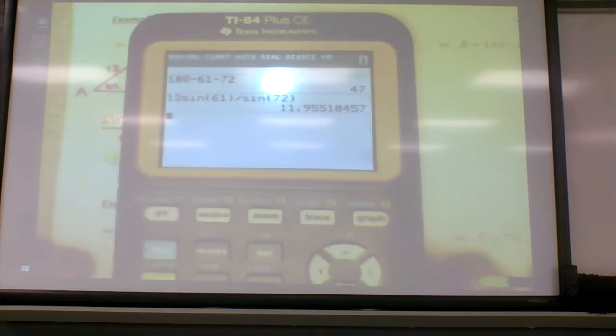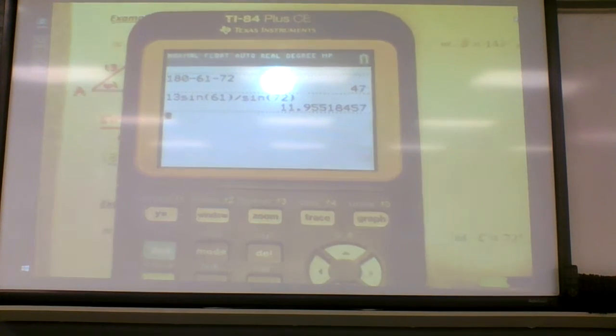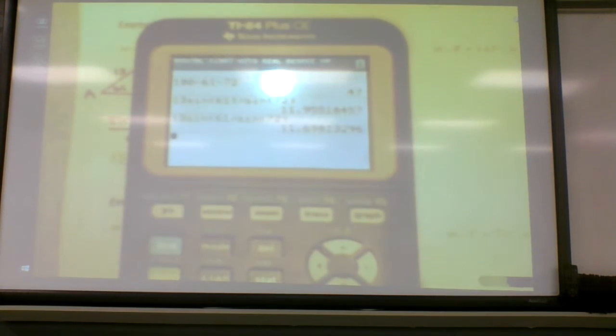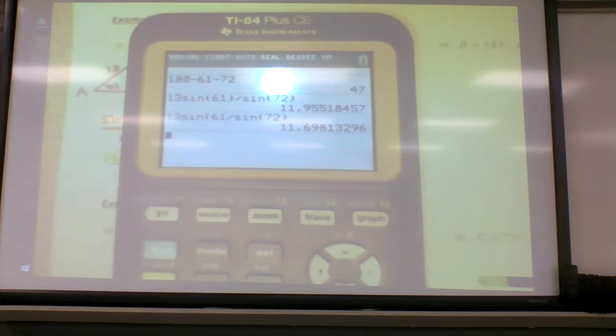And you would end up with the exact same number. What you can't do is not close the parenthesis on the 61. Look, if I leave it open, I get a different value. You see that? So just be careful with how you type it in to your calculator.